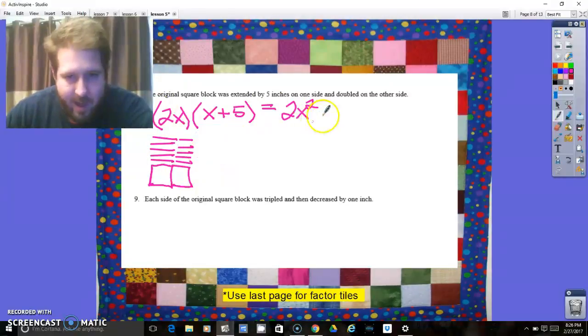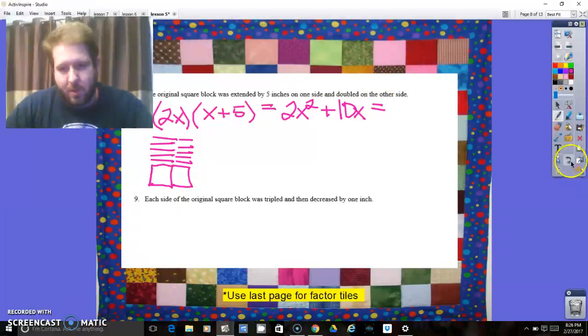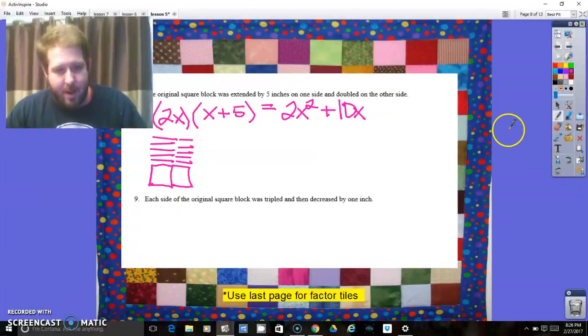That's the factored form. Let's try that again. So then we got 2 flats plus 10 longs. And then I'm going to stay away from vertex form for right now because we have a leading coefficient. So let's not worry about that for right now.